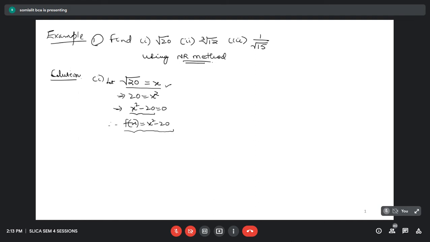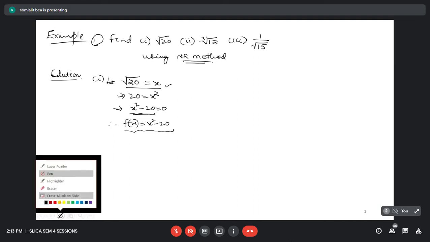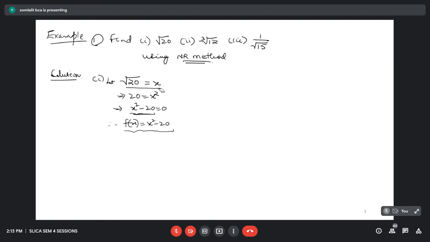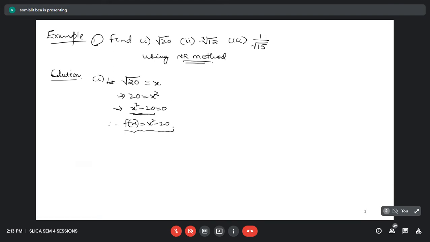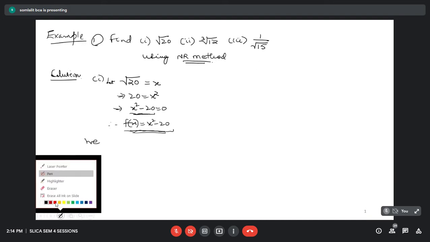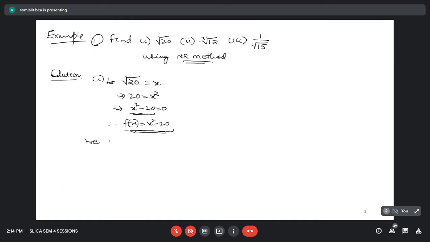You know, in every iterative method, you must have f(x) equals to 0 form. So just taking 20 on the other side. So we are getting this. So this is the function. You want to get the value of x. The value of x is nothing but what? Root 20. And that is nothing but the root of this equation. Which equation? You know, x square minus 20, right? That is equals to 0. So now we decide what x0. How do we decide the x0? What we'll do to get the x0? What's our next step to decide the starting approximation?